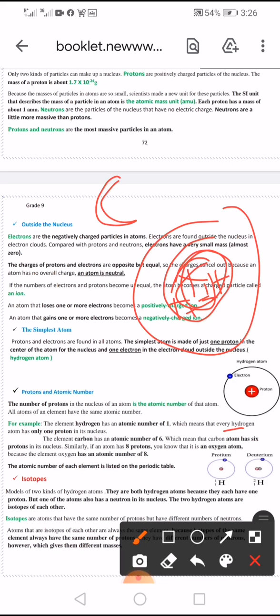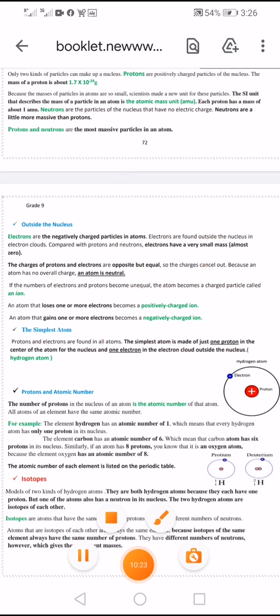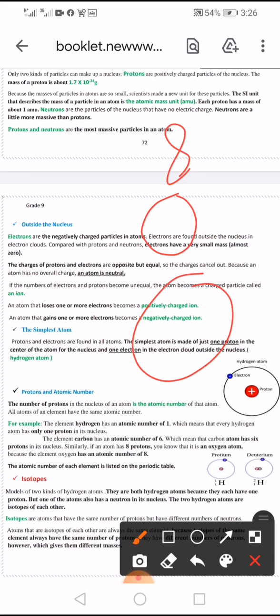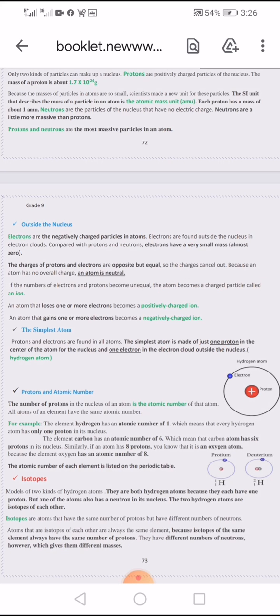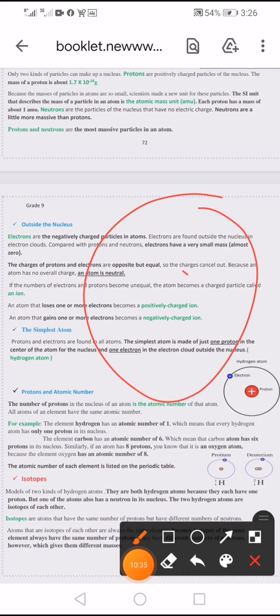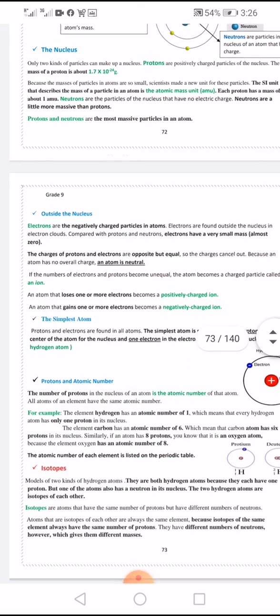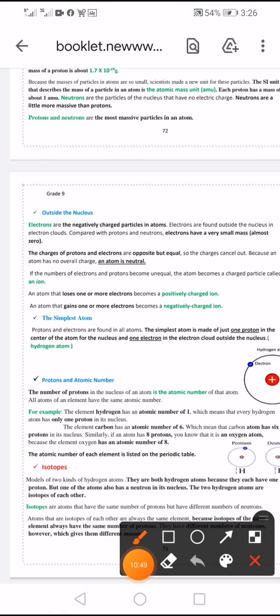Look at another example, oxygen. The atomic number of oxygen is 8. So inside the nucleus of oxygen we have 8 protons. If an atom has 8 protons, you know that it's an oxygen atom, because the element oxygen has atomic number 8.